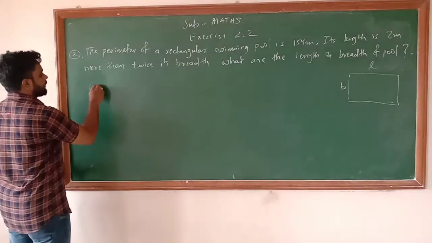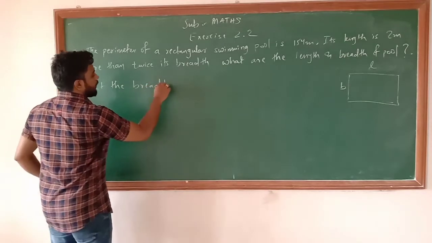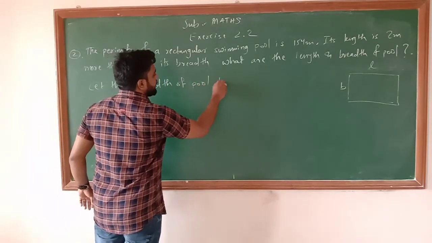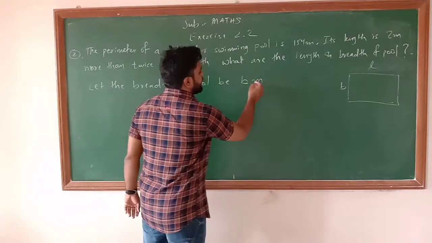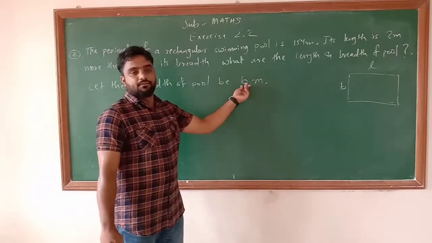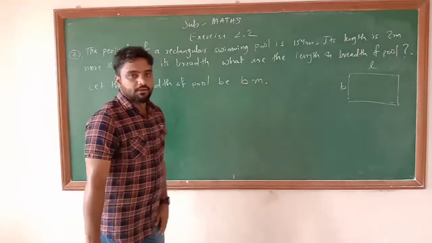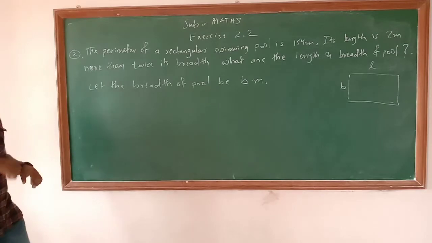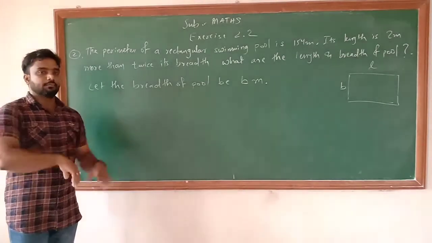So let the breadth of the pool be b and the unit is meter. So b meter. Understand or not? Here I am considering b as the variable. m stands for the meter, and b here we are considering as a variable. First step clear हो गया. आप लेंथ भी ले सकते हो, आप ब्रेथ भी ले सकते हो, आप कुछ भी ले सकते हो. It depends on your choice.